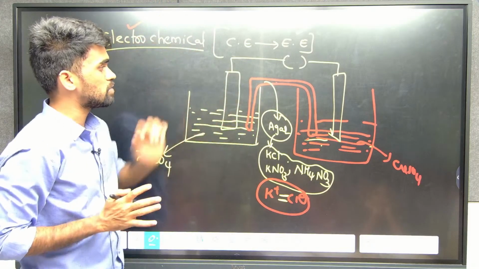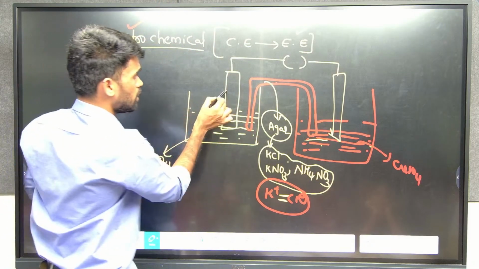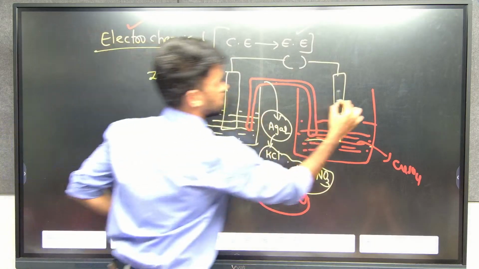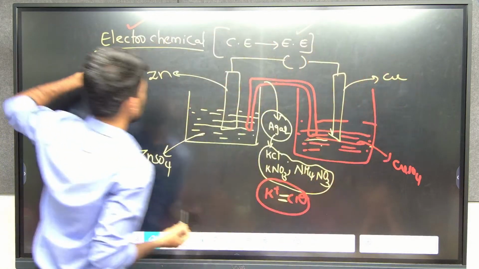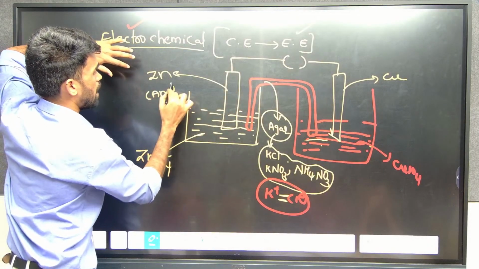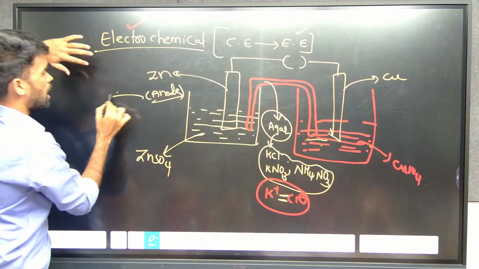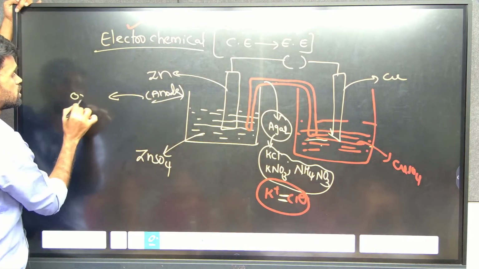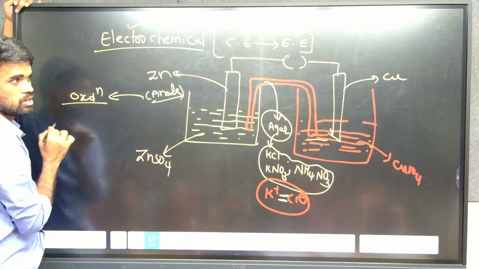So now what is the use of the salt bridge? See here, this rod is zinc we are discussing and this is copper here. Now this compartment is considered to be the anode. So in the anode compartment what happens? Always remember, anode means oxidation.